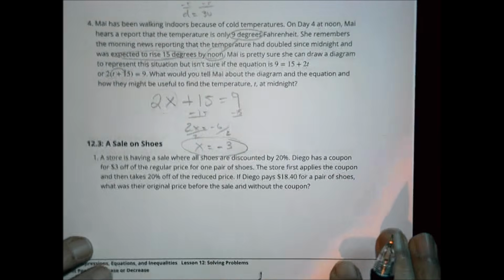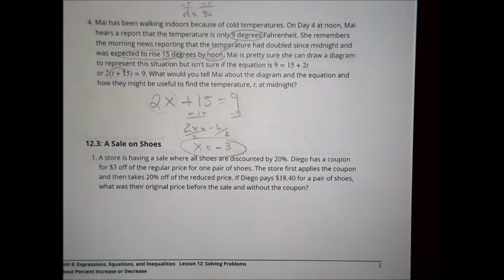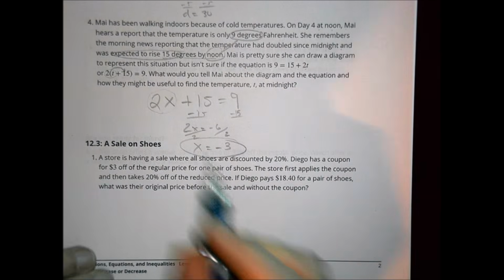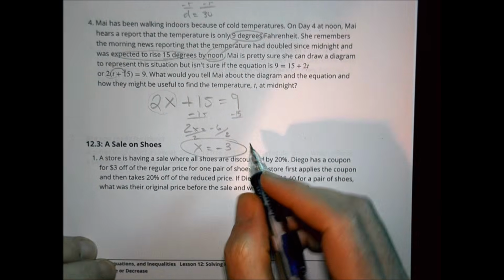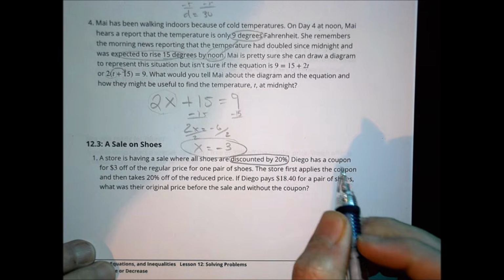All right, section 3, sale on shoes. In this next section, we're going to have 4 different questions dealing with some different discounts, and we're going to work through different ways to set up some equations. It says a store is having a sale where all shoes are discounted by 20%. So we know we're dropping the price 20%.